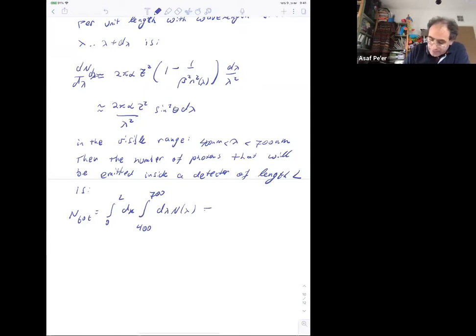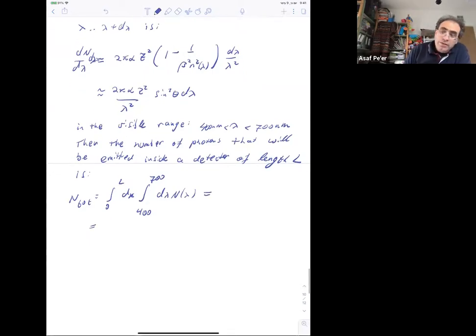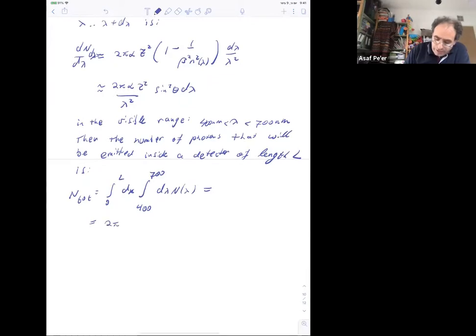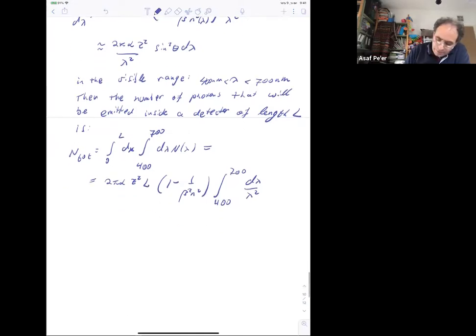This is just 2 pi alpha z squared L times 1 minus 1 over beta squared n squared, integral from 400 to 700 nanometers d lambda over lambda squared, which is just 2 pi alpha z squared L, 1 minus 1 over beta squared n squared, times 1 over 400 minus 1 over 700.